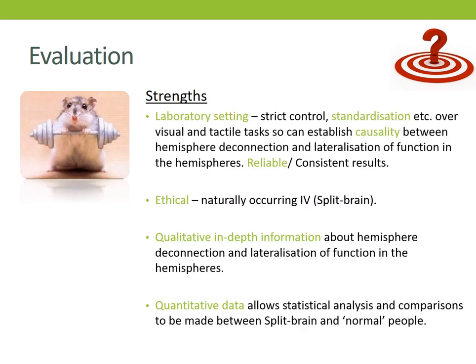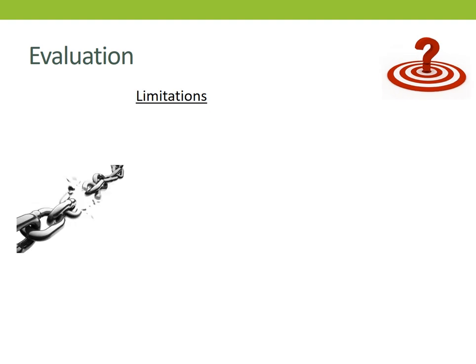So it's done in a lab setting. So it's standardized, it's controlled. That means we're more likely to be able to say that we've got a cause and effect between two variables. It's also more likely to be reliable because if it's controlled and standardized, we can repeat it. It's ethical because we've not manipulated these participants in any way. We've got some qualitative in-depth information about hemispheres and the disconnection between the two and what functions we can and can't do. And also we've got some statistical analysis that can be made between actions that can and cannot be performed.